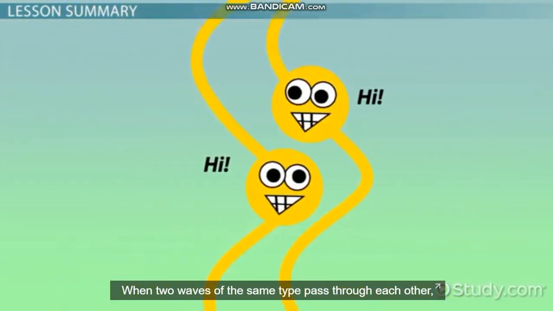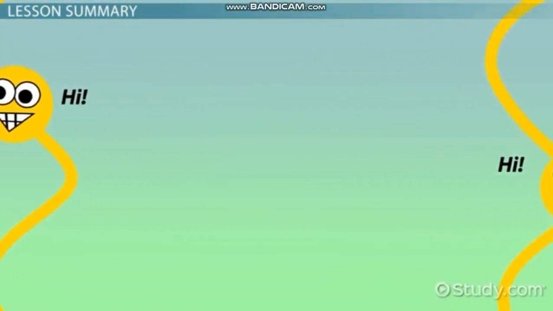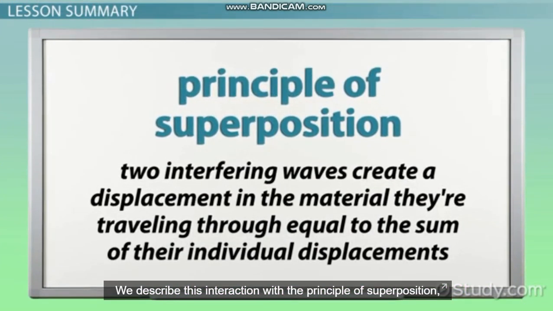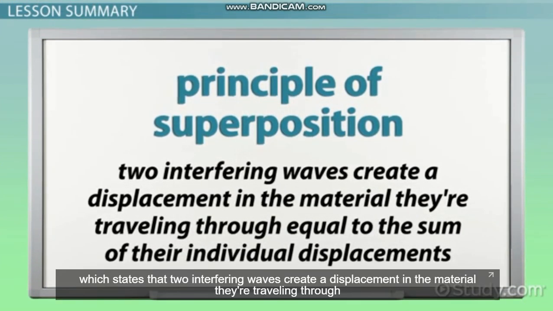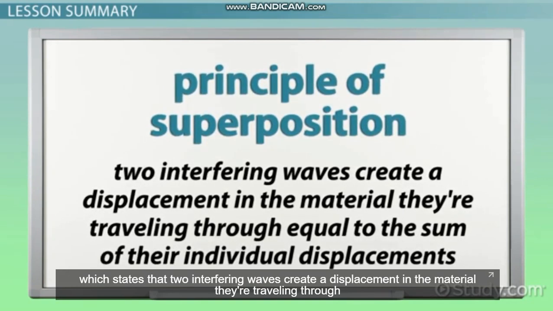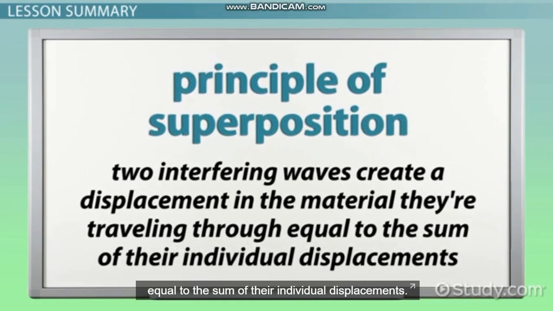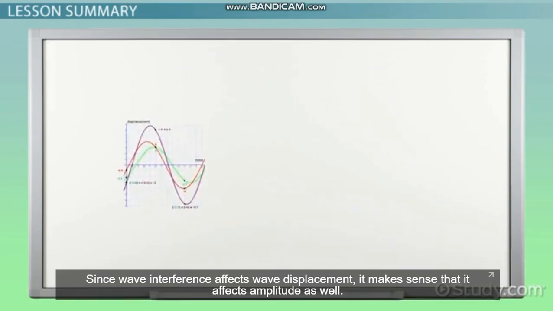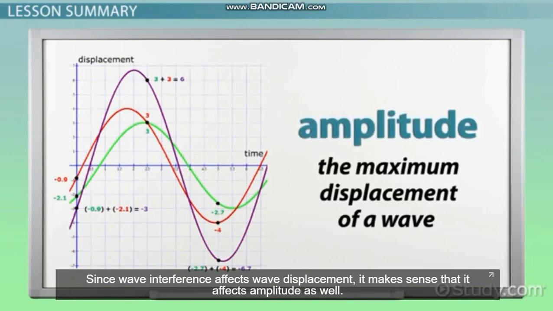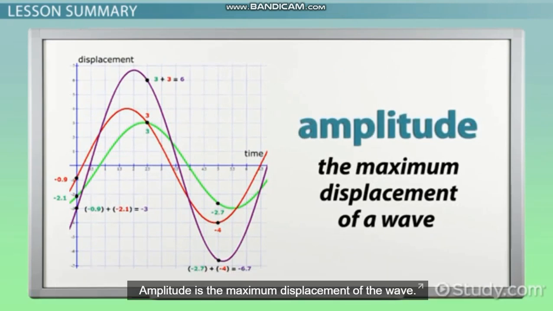When two waves of the same type pass through each other, they interact by creating wave interference. We describe this interaction with the principle of superposition, which states that two interfering waves create a displacement in the material they're traveling through, equal to the sum of their individual displacements. Since wave interference affects wave displacement, it makes sense that it affects amplitude as well. Amplitude is the maximum displacement of the wave.